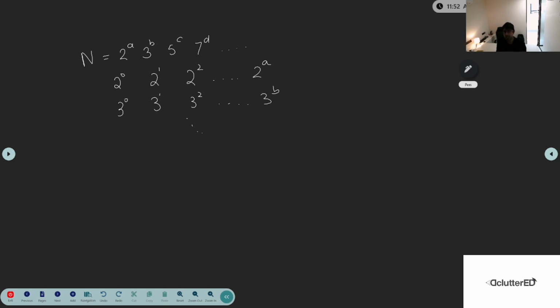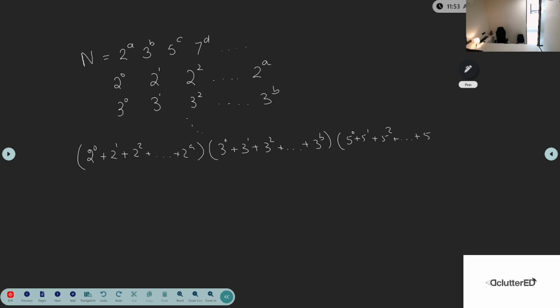Now, if I have to sum the factors, my point is, if I write the sum as this formula, and so on, I will get the sum of all the factors.